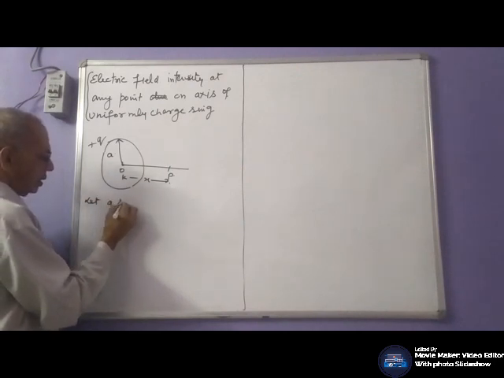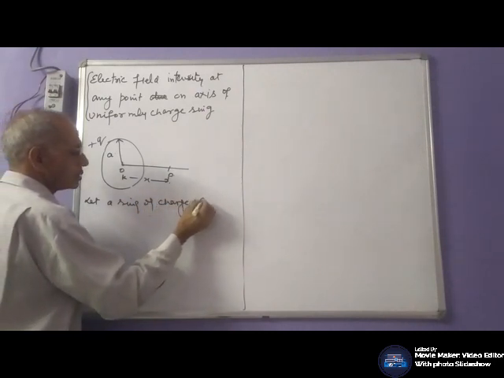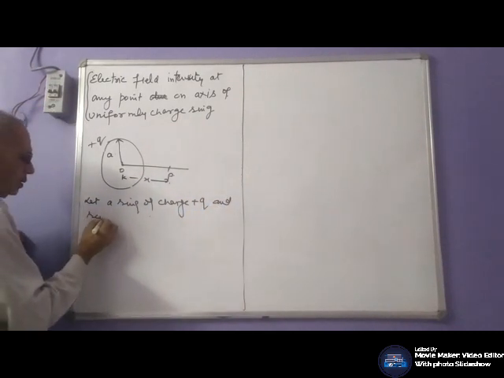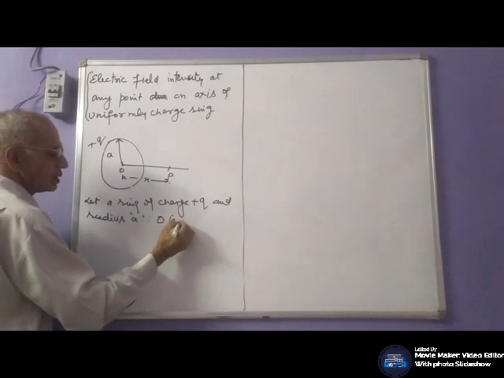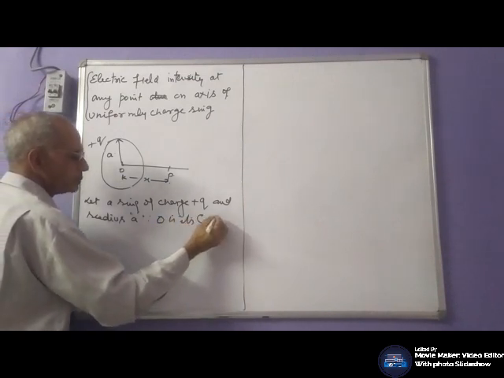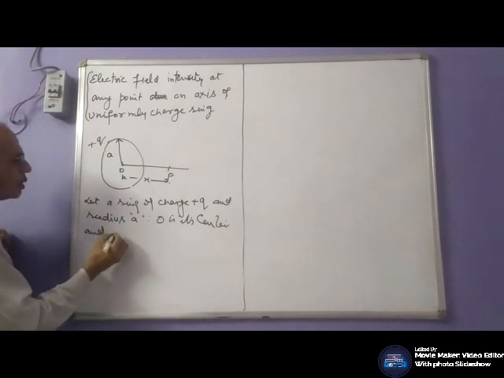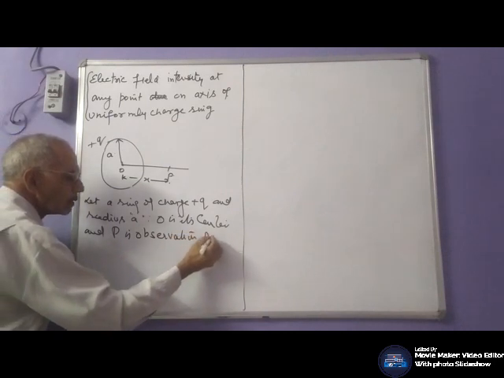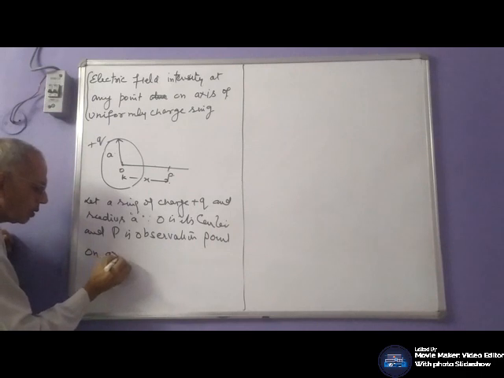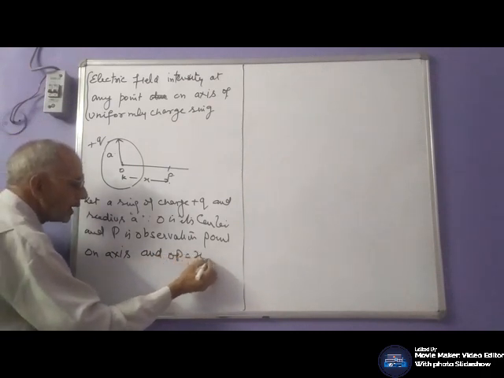Let a ring of charge plus Q and radius a. O is its center and P is the observation point on the axis, with OP equal to x.